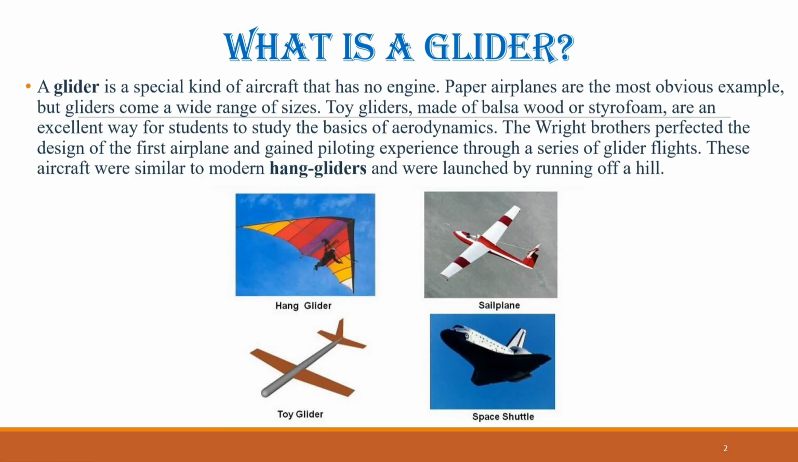The Wright brothers perfected the design of the first airplane and gained piloting experience through a series of glider flights. These aircraft were similar to modern hang gliders and were launched by running off a hill. More sophisticated gliders are launched by ground-based catapults or are towed aloft by a powered aircraft, then cut free to glide for long distances and for a long period of time before landing. The space shuttle flies as a glider during re-entry and landing. The rocket engines are used only during liftoff.